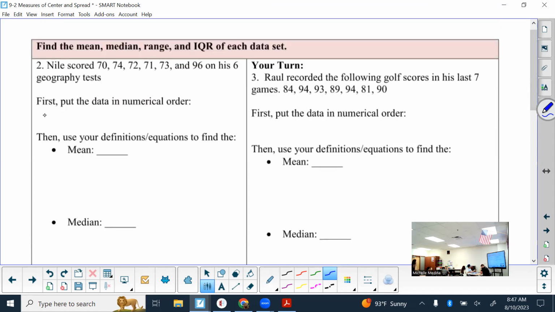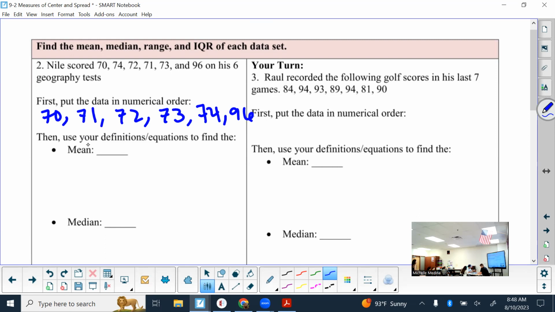Okay, so least to greatest. Class, what should my first number be? Okay, great. It did say it was 6 geography tests, so I should have 6 data points here. And yeah, they're from least to greatest, so now we can continue.